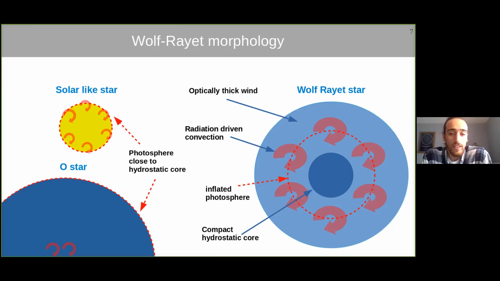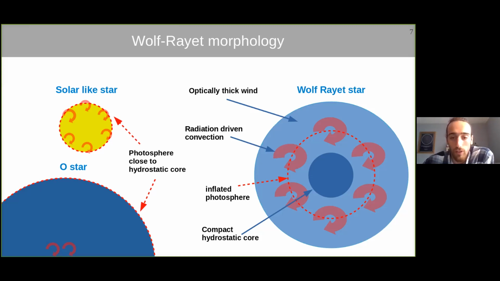And due to the thickness of this wind, the actual photosphere, which I've indicated here on the right drawing with the red dotted line, is actually a couple times the Wolf-Rayet stellar radius away from the actual stellar surface. So this wind is driven by radiation, and there's a lot of radiation-driven convection going on, so a lot of motion going on in this wind as well.